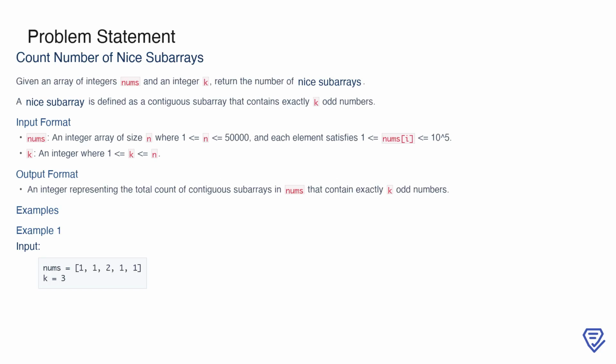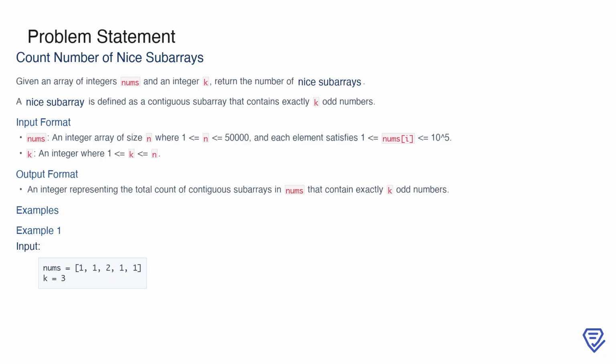In this problem, we need to count the number of nice subarrays in a given integer array nums with an integer k. A nice subarray is defined as a contiguous subarray that contains exactly k odd numbers. The input consists of an integer array nums where the size can range from 1 to 50,000, and each element is between 1 and 100,000. Additionally, the integer k will fall between 1 and the length of the array. The output should be a single integer, which represents the total number of such nice subarrays.